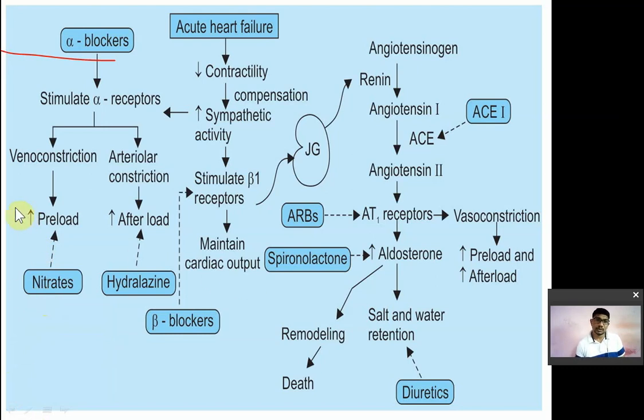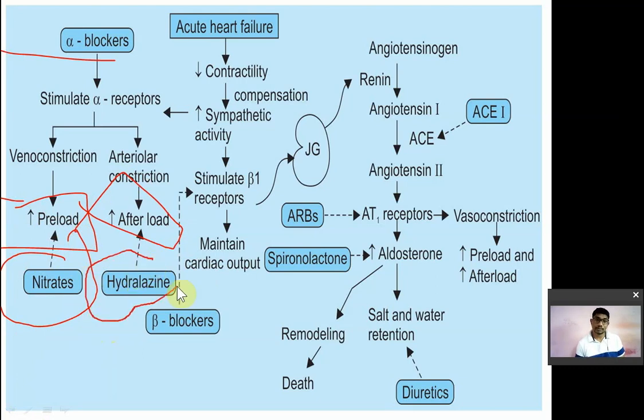Preload means venous return. Whatever blood is returned to your heart by veins, that is known as preload. You can decrease this by dilating the veins by using nitrates. Okay. You can decrease the afterload, okay, afterload by again dilating the arteries by using hydralazine. Okay. You can decrease both preload and afterload by blocking this alpha 1 receptor.